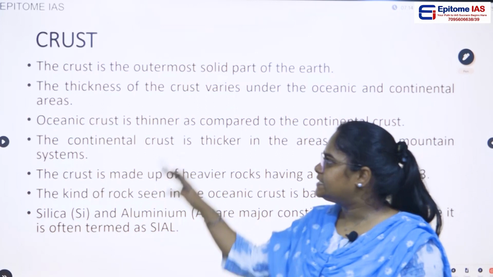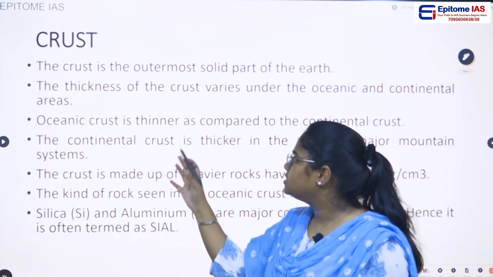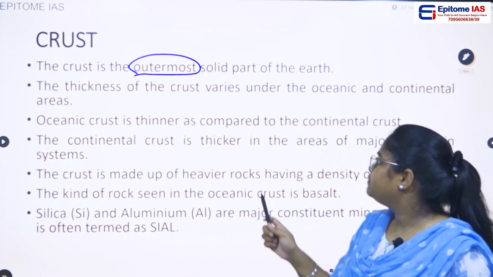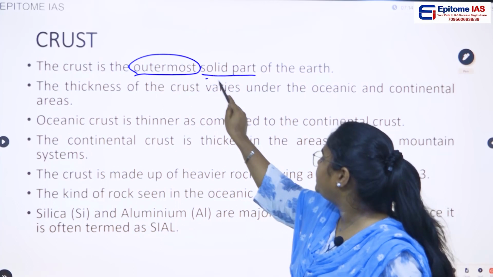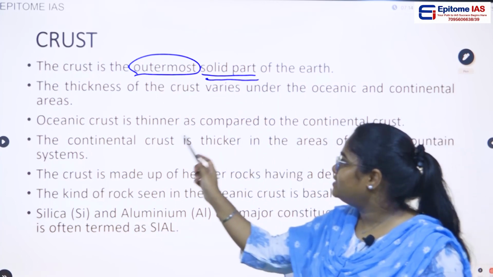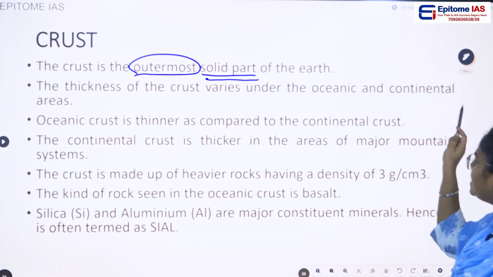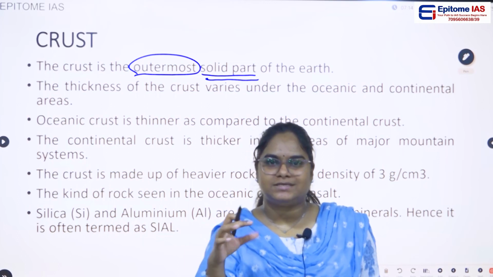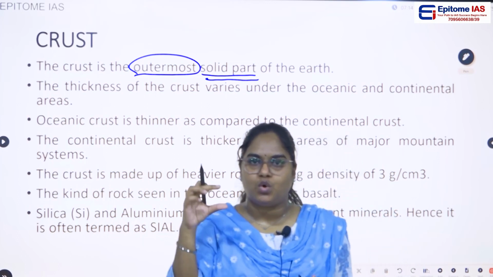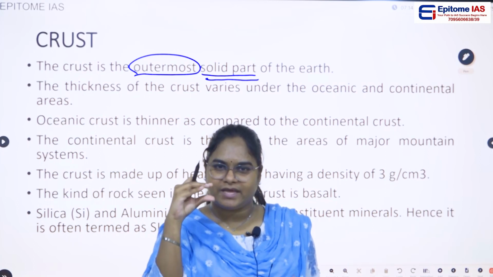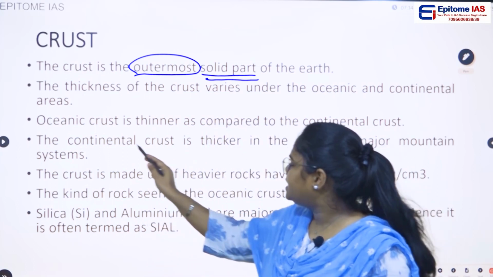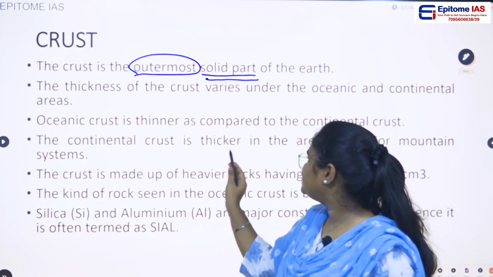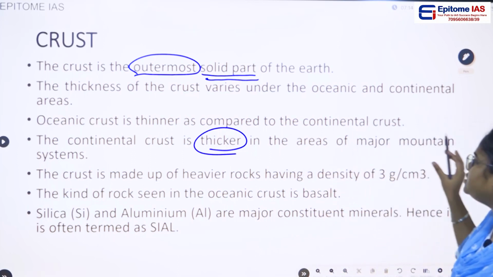So let us see in detail what are the characteristics of the crust. Crust is the outermost layer of the Earth, and this layer is a solid layer. The thickness of the crust varies under the oceanic and the continental crust. Usually the continental crusts are much thicker compared to the oceanic crust. The oceanic crust is very thin. And the continental crust is thicker in the areas of major mountain systems.